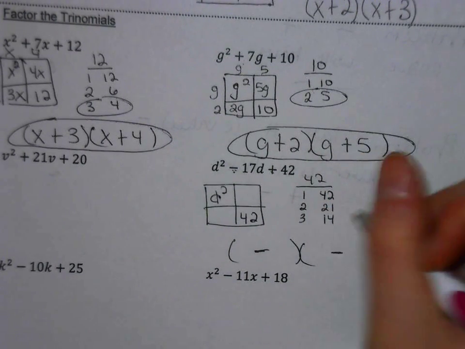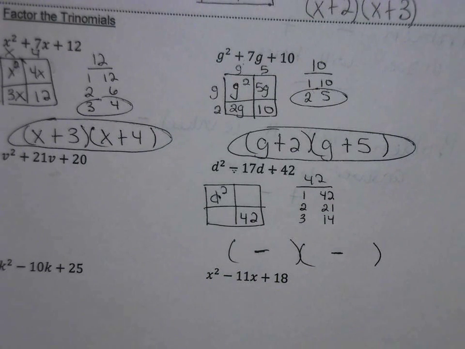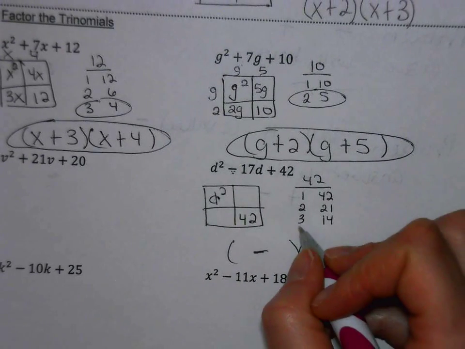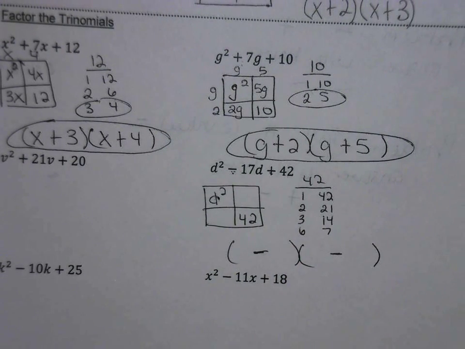4 doesn't. 5 doesn't. And then we have 6 and 7. So looking at these, we need to get to a negative 17. Remember how both of them are negative.